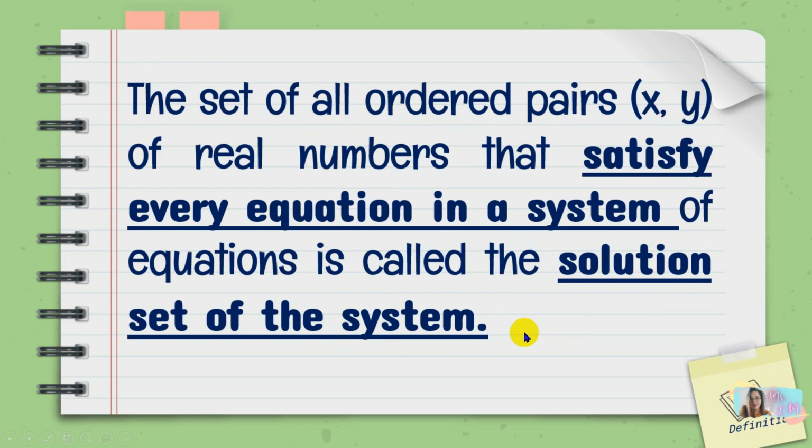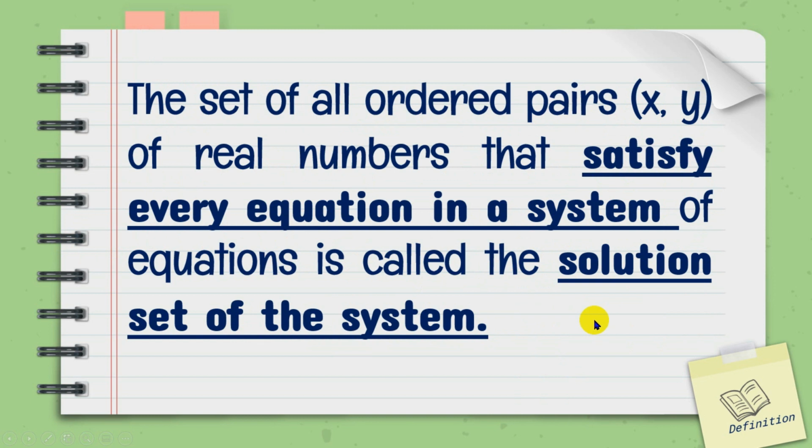And what is the solution of a system of linear equations? The set of all ordered pairs, x and y coordinates of real numbers that satisfy every equation in a system of equations is called the solution set of the system. So in short, ito daw po ay ordered pair na magsasatisfy on both of the equations within that system.